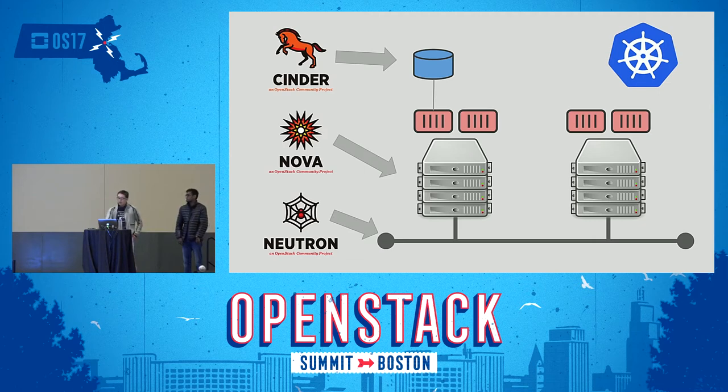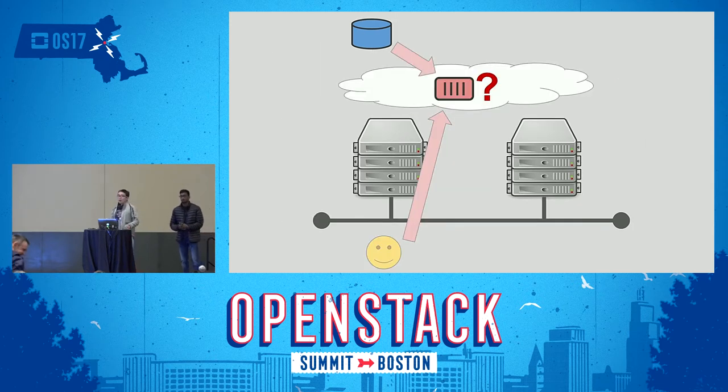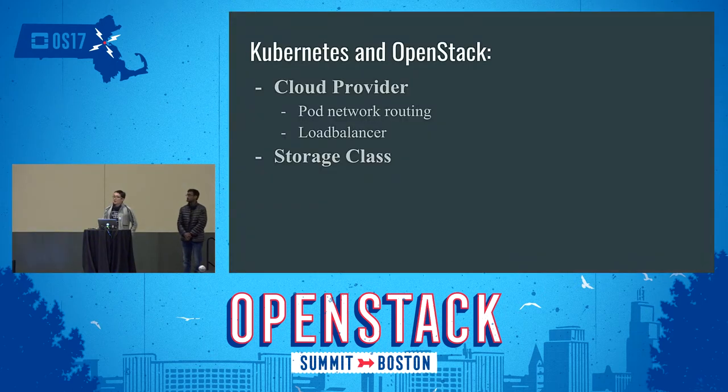Looking at this figure, integration seems easy, but the problem is the mismatch of the lifecycle of containers and VMs. Container lifecycle is very dynamic. We cannot decide which Nova instance will have my container. It means we can't decide which Nova instances should be attached to the volume, and we can't decide how to connect the container via the Neutron network. That's why Kubernetes has the concept of a cloud provider and storage class.